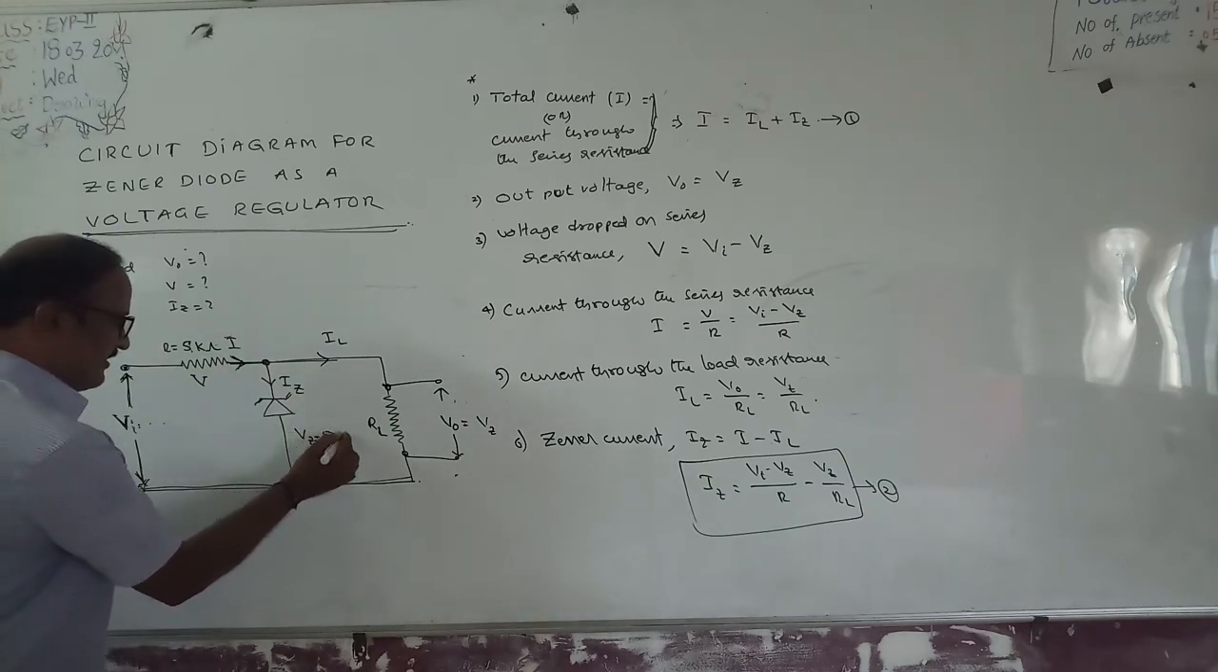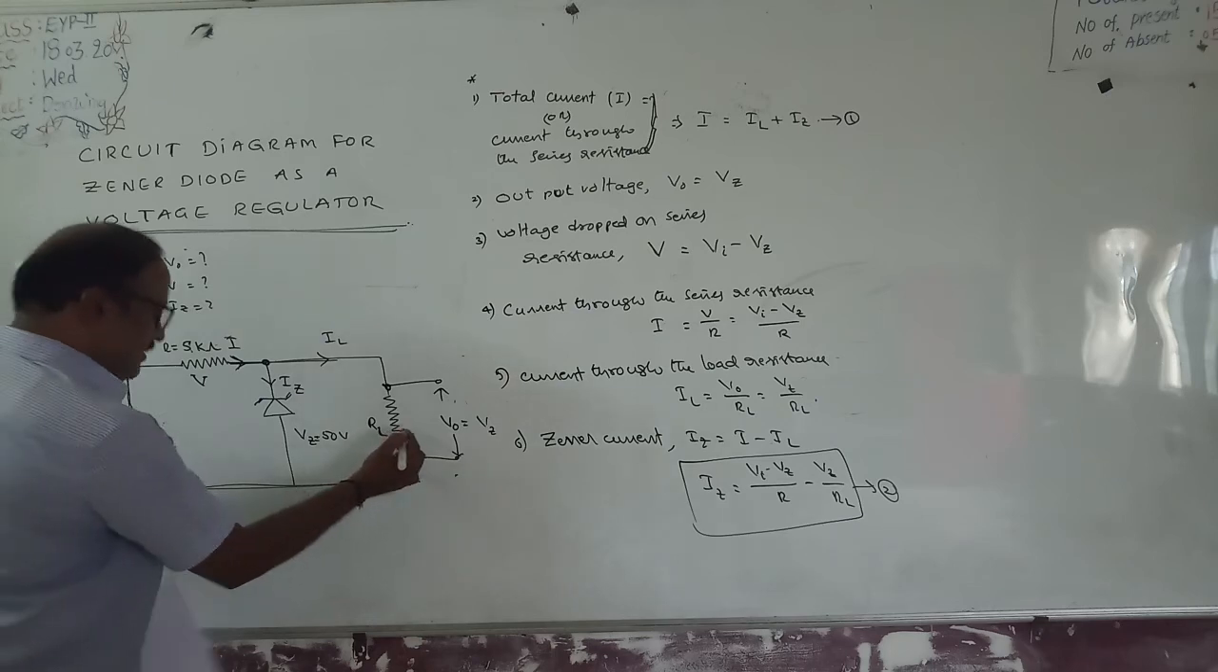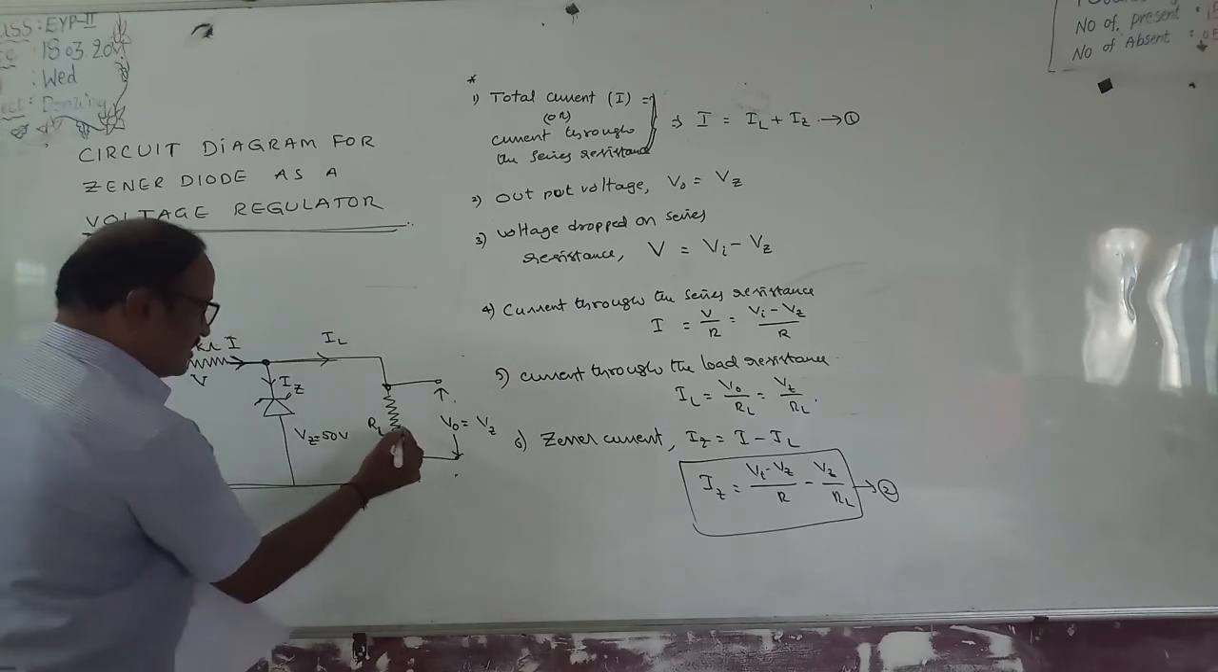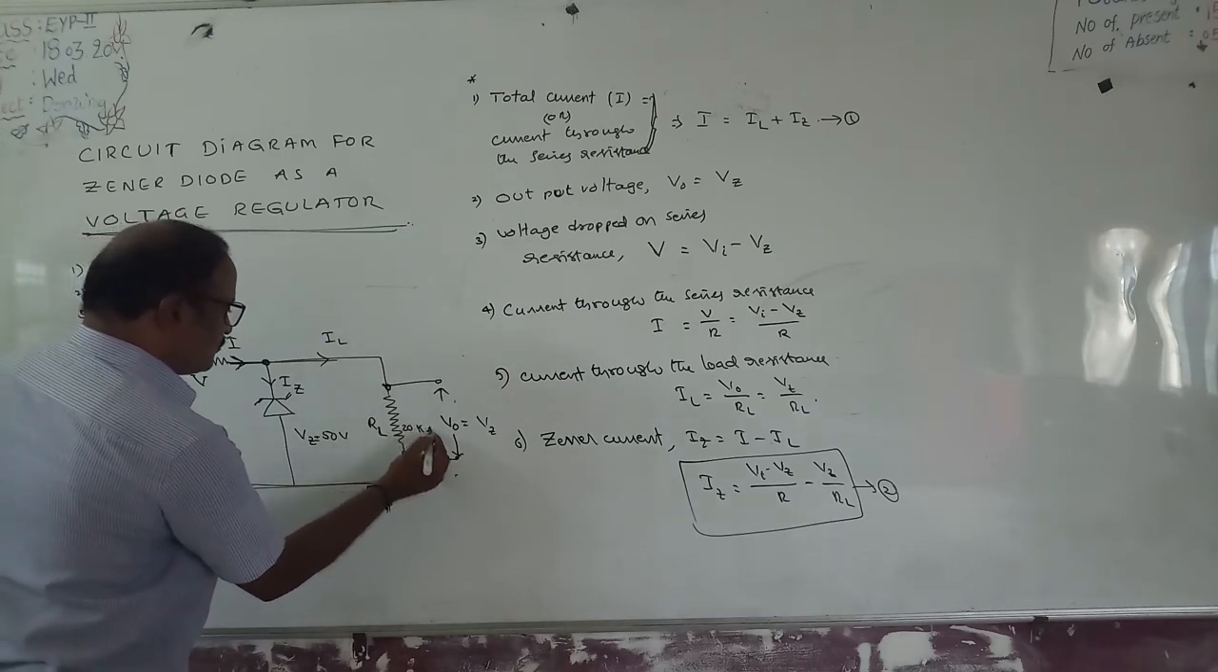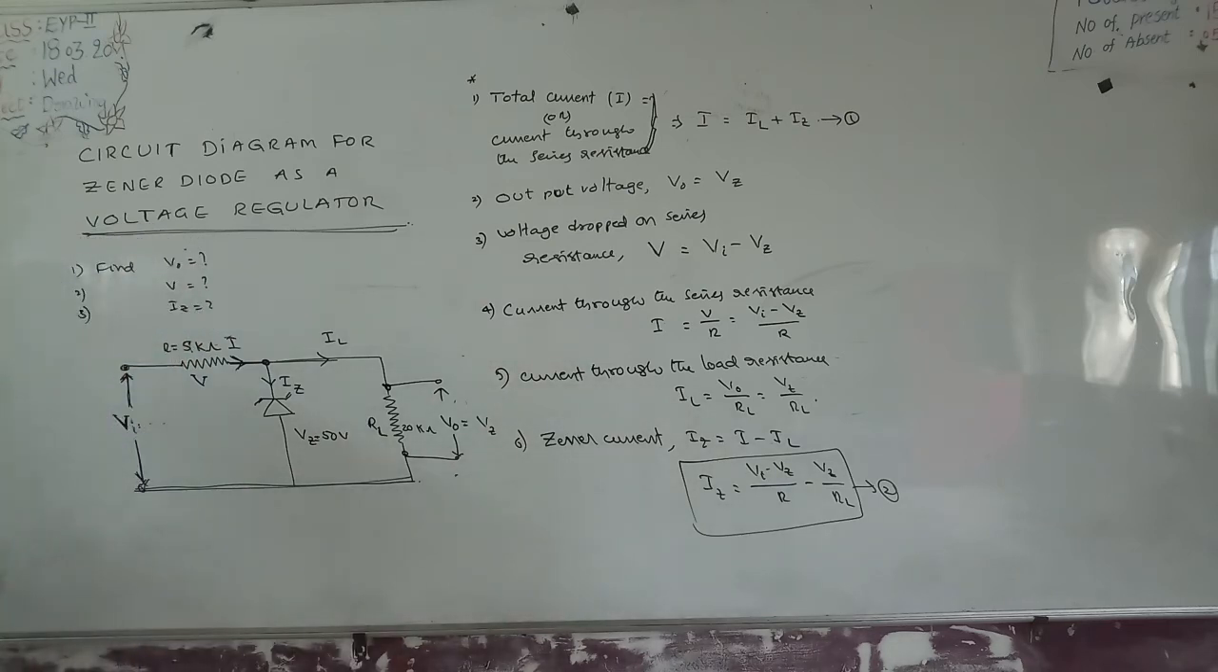The circuit is given with series resistance R equal to 5 kilo ohms, VZ equal to 50 volts, RL equal to 20 kilo ohms, and the input equal to 220 volts. This is the given diagram. Find the value of output voltage, the potential drop across the series resistance, and also the Zener current.